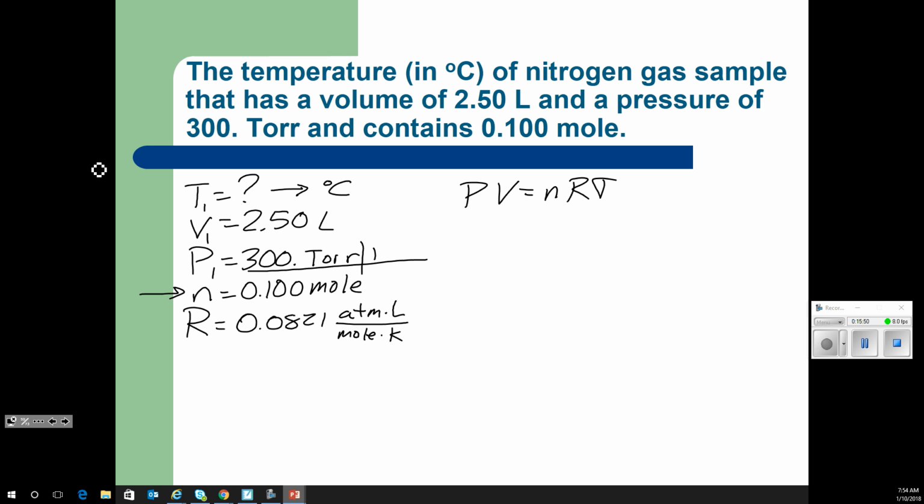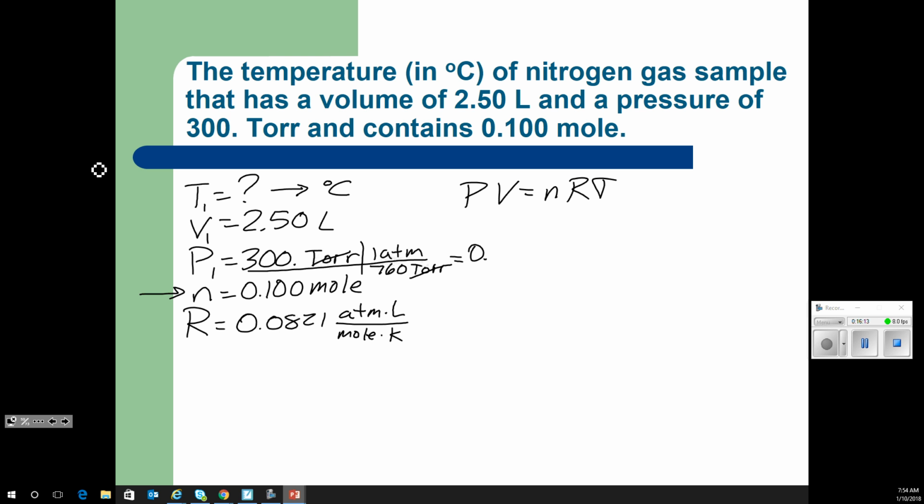There is 1 atmosphere for 760 torr. So we have to divide that so the torr will cancel. So it'll be 0.3-something. Somebody do that real quick for me. 300 divided by 760.